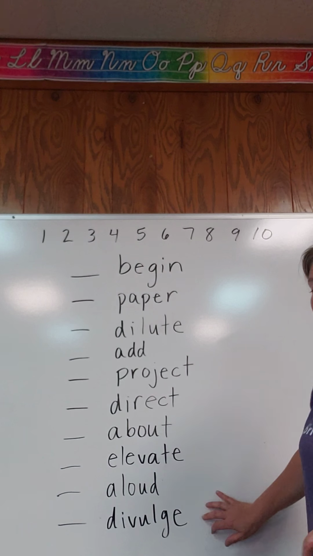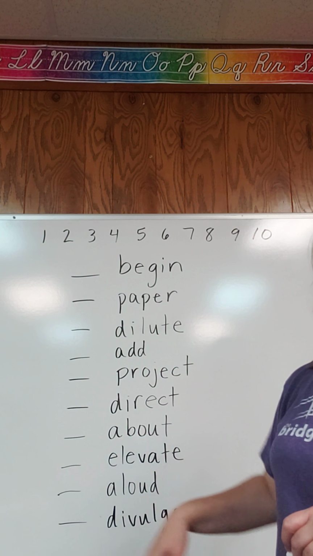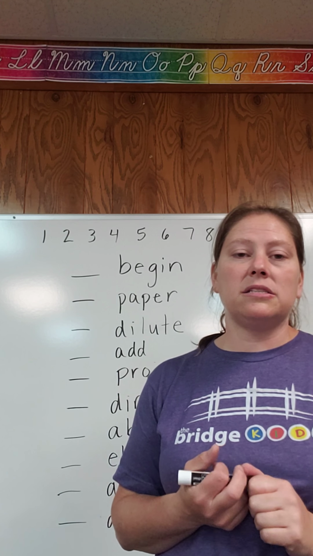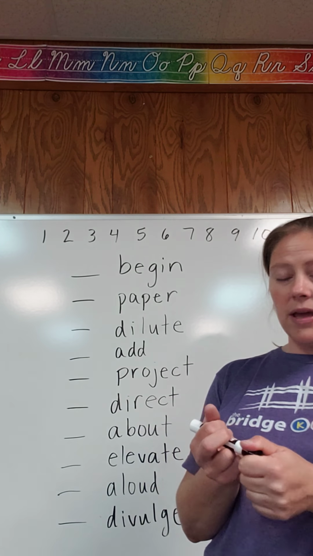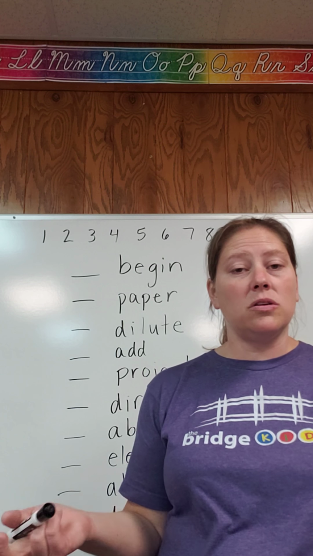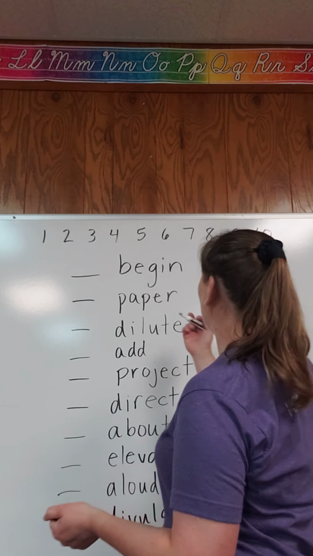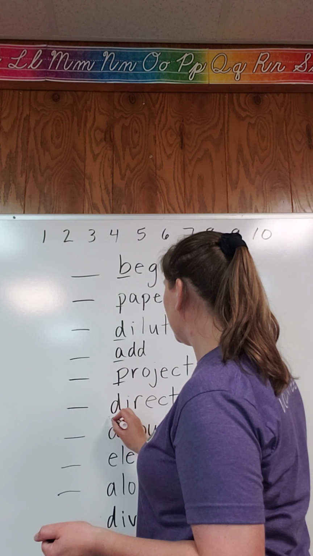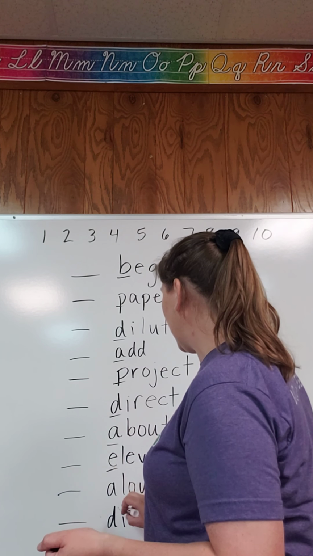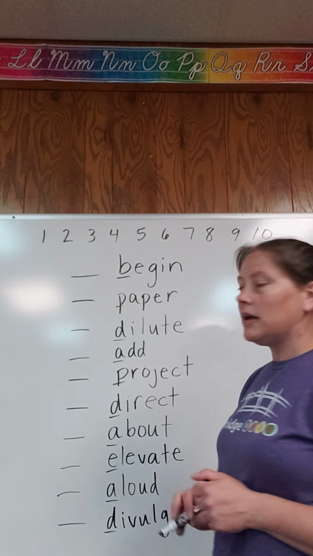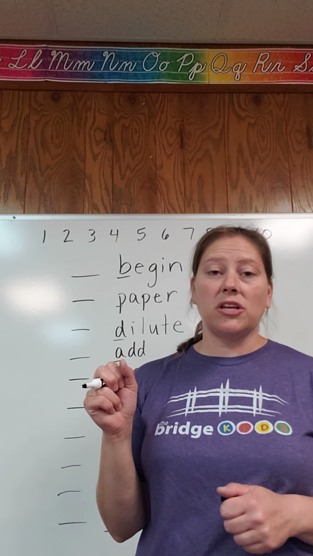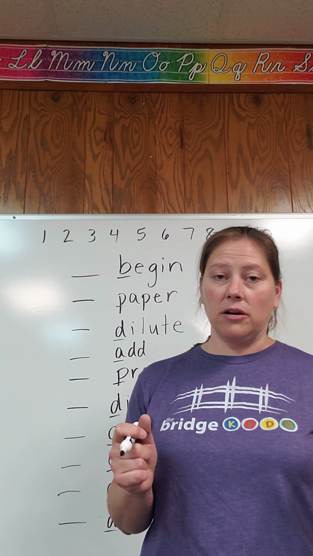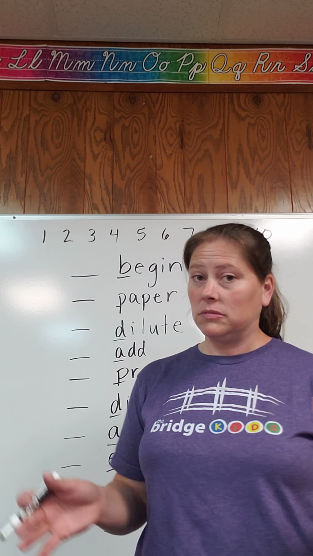We'll start by taking a look at this list right here of 10 words. Remember, the first thing that you're supposed to do when you see a list of words that you're alphabetizing is go ahead and underline the first letter in each word so you can see what you're working with. So we've got B, P, D, A, P, D, A, E, A, D. And as you did that, you should have realized that you have a couple of different words in here that start with the same letters. Different letters, different words.